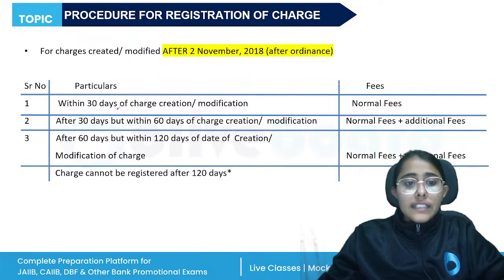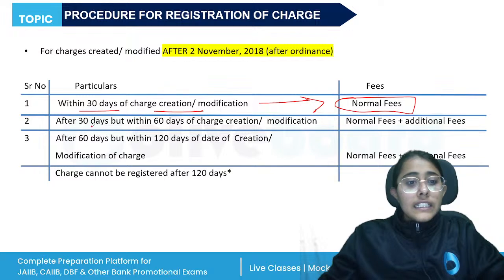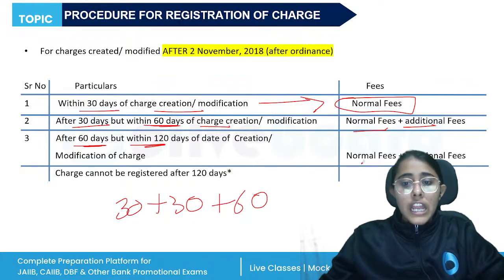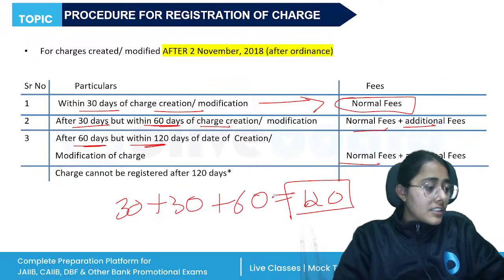Within 30 days of the charge creation or modification, if the charge is registered with the ROC, then normal fees will be paid. After 30 days, but within 60 days of the charge being created, that is 30 plus 30 days, normal fees plus some additional fees. After 60 days, but within 120 days, another 60 days are given, with additional fees. But when this amounts to 120 days, the charge cannot be registered.